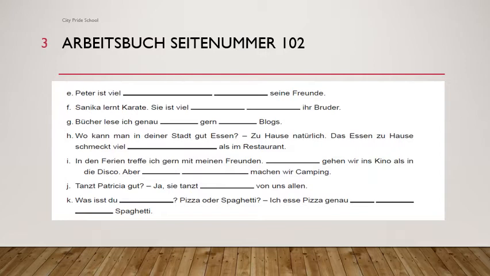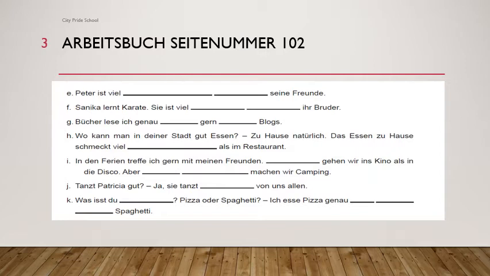In den Ferien treffe ich gern mit meinen Freunden. In the vacation, I like to meet my friends. Dash gehen wir ins Kino als in die Disco. Als is shown, there is a comparison between ins Kino and in die Disco, so automatically comparative. But dash machen wir Camping. Now there is a comparison between ins Kino, in die Disco and Camping. So you need to decide which adjective and which degree form you will use.